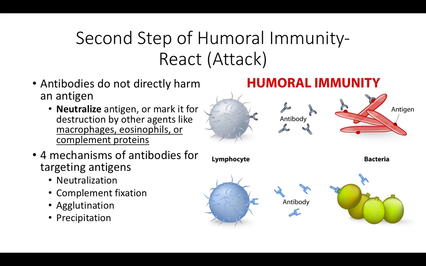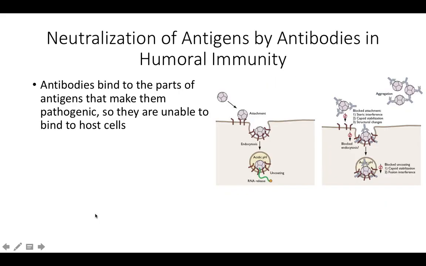Alright, so in the second step of humoral immunity, we have react or attack. So we've said this before, in humoral immunity, we don't have T lymphocytes that are directly attacking cells. We have B cells that produce antibodies, and those antibodies themselves do not harm an antigen. They can neutralize an antigen, or they can mark that antigen for destruction by other agents, such as macrophages, eosinophils, or complement proteins. Okay, so they're just acting as little markers. And there are 4 mechanisms of antibodies to target antigens. So we'll talk about each of these 4 in more detail.